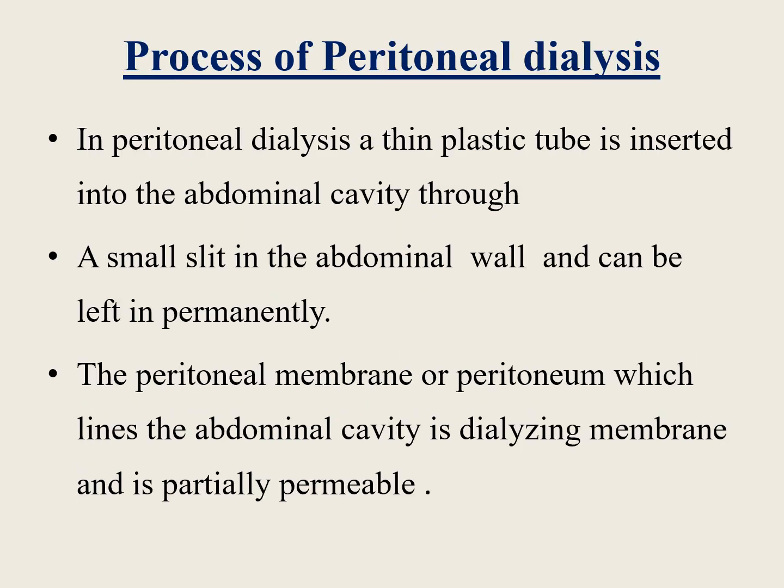In the process of peritoneal dialysis, a thin plastic tube is inserted into the abdominal cavity through a small slit in the abdominal wall and can be left in permanently. The peritoneal membrane, or peritoneum, which lines the abdominal cavity, is the dialysing membrane and is partially permeable.